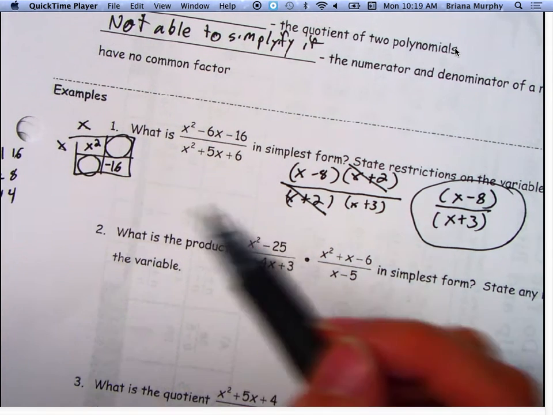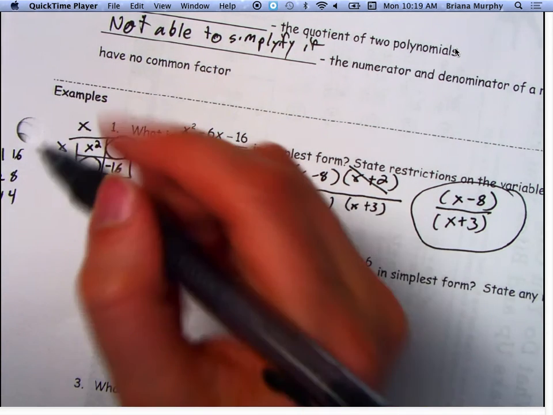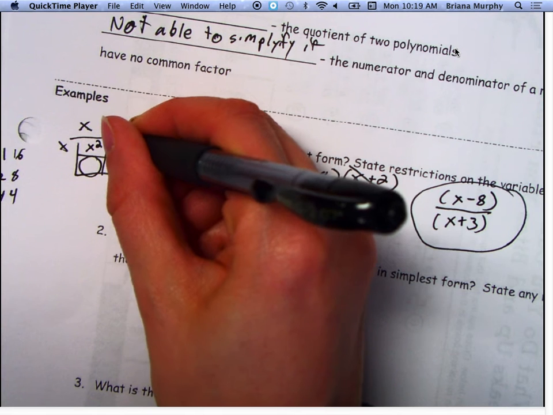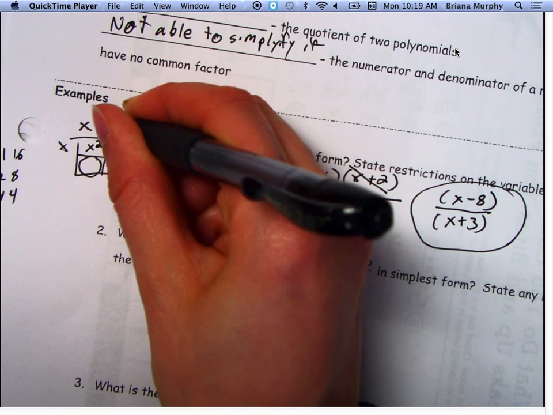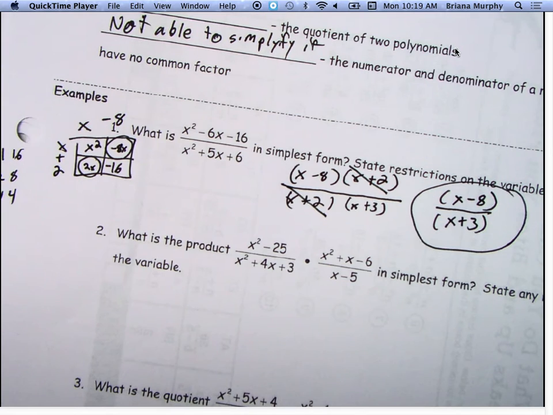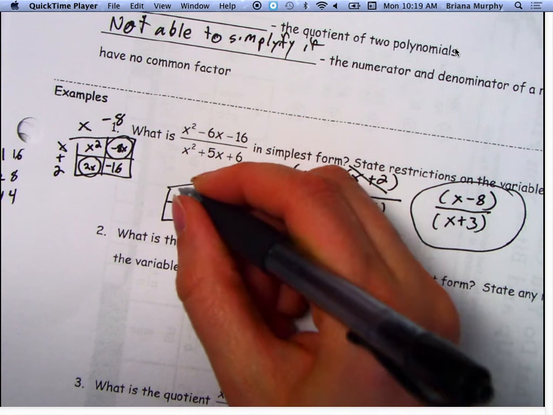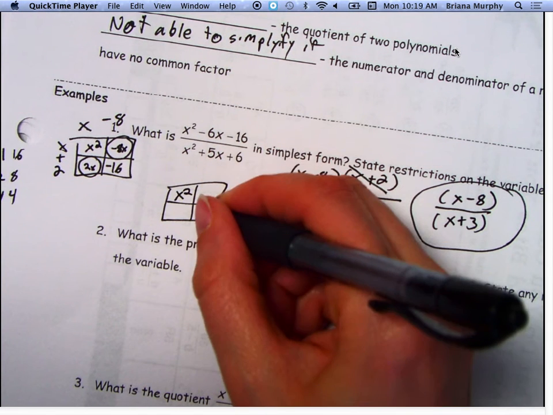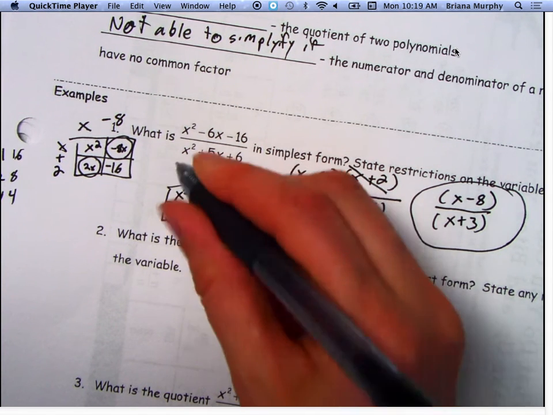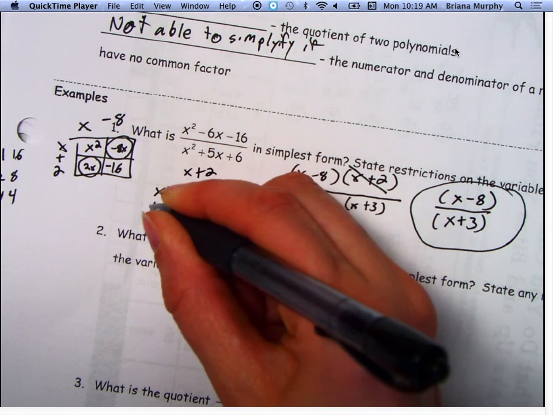So which ones, when I subtract them, will give me negative 6? 2 and 8. So the 8 has to be negative, and the 2 has to be positive. And that fills it all in for me. And then I can do the same thing for the bottom. We have x squared. We know this has to be 6. These two have to add up to be 5. So I know that is positive 2 and positive 3.